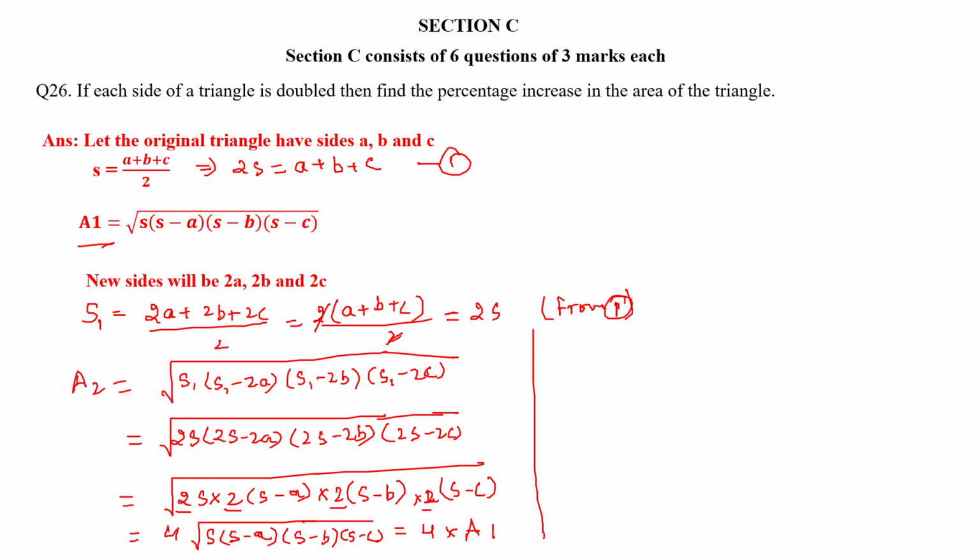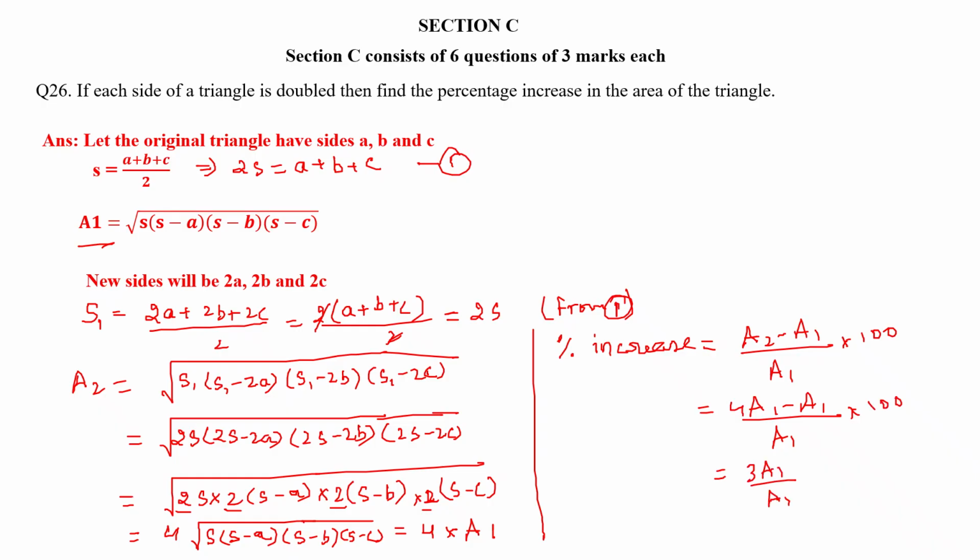Now let's find the percentage increase. So percentage increase will be change in the area, which is A2 minus A1, from the original area which is A1, into 100. A2 is 4A1, so (4A1 minus A1) by A1 into 100. And 4A1 minus A1 is 3A1 divided by A1 into 100. So it will be 300%. Okay. So this is the percentage increase. So hope it is clear to everybody.